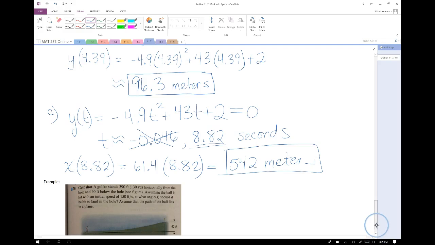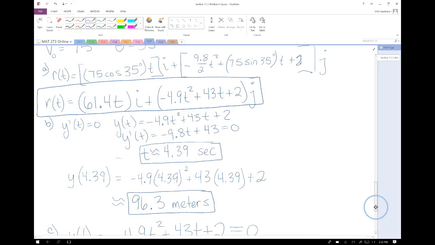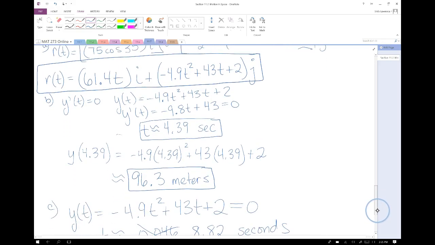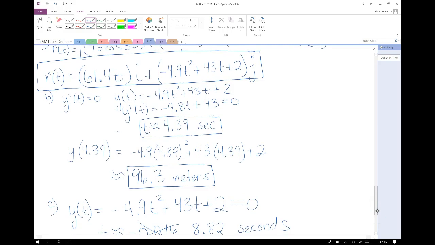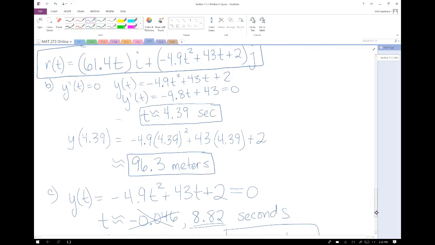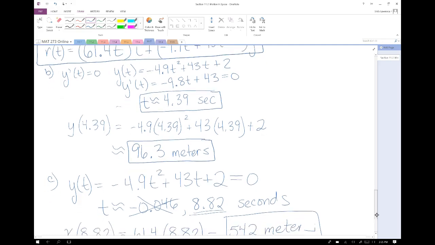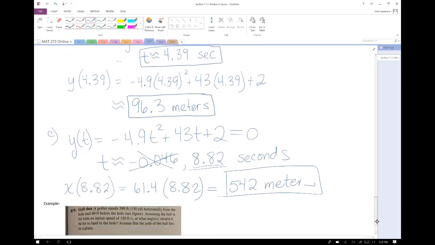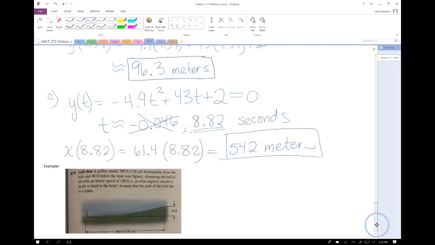So there's really not much else you could be asked to calculate for projectile motion. Really just being able to set up our vector valued function that represents the curve or the path of our projectile. And then the two values we're really interested in are the maximum height and the time at which it achieves it, and then the range and the time at which it is achieved.